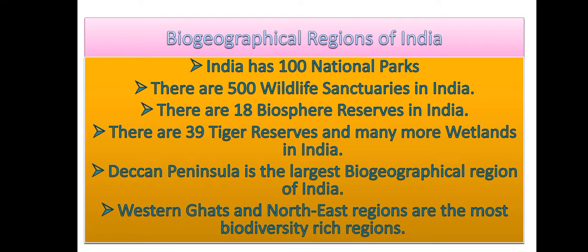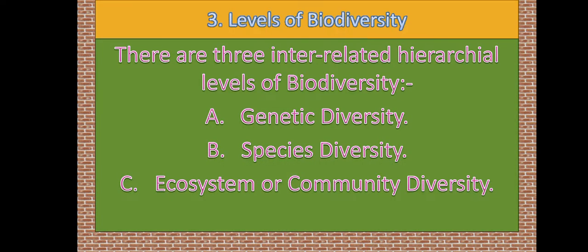And Deccan Peninsula is the largest biogeographical region of India. Western Ghats and Northeast regions are the most biodiversity rich regions. Dear friends, now the third topic, levels of biodiversity. There are 3 interrelated hierarchical levels of biodiversity.